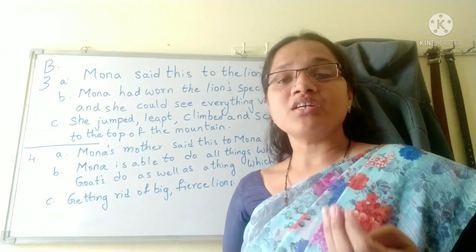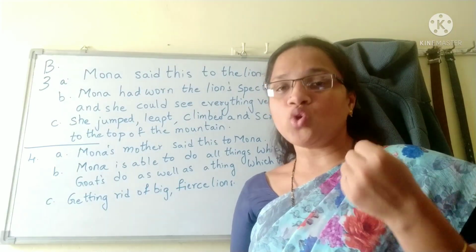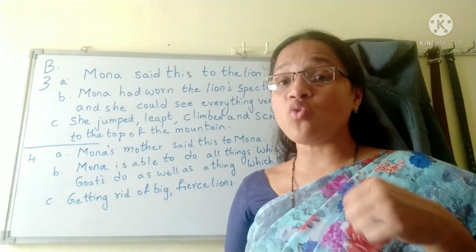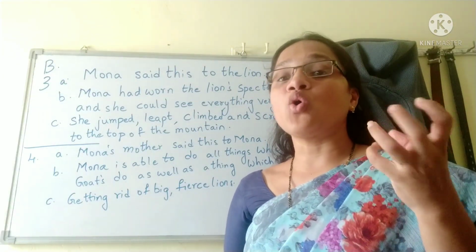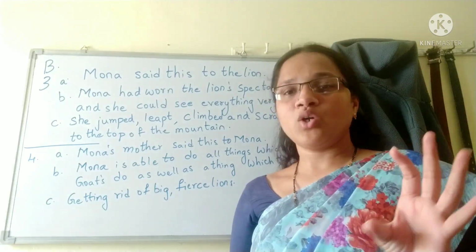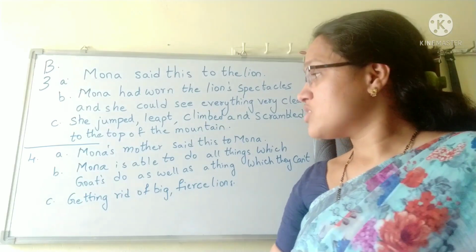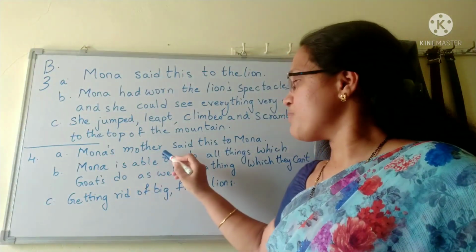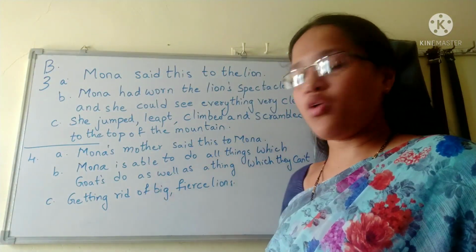But after that, she started learning how to do all these things. But she knows an extra work. What is that? Growing sunflowers, which other goats cannot do. So that's why she said. So who is telling this? Mona's mother said this to Mona.